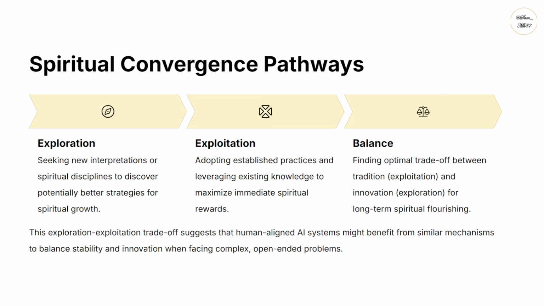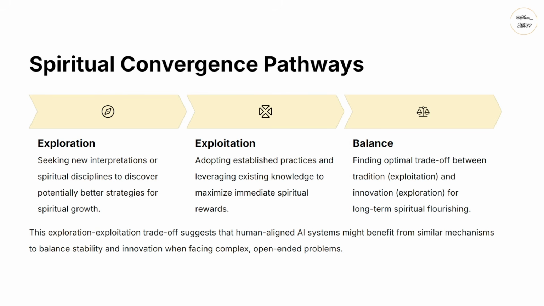On the other hand, exploitation involves commitment to established practices, rituals, teachings, or moral codes that are already known to yield spiritual rewards. This strategy maximizes immediate benefit by drawing on tradition and also accumulated wisdom. The key here is balance. Relying too heavily on tradition can lead to stagnation, while endless exploration risks fragmentation or confusion. Spiritual flourishing often depends on navigating trade-offs, staying rooted while remaining open.